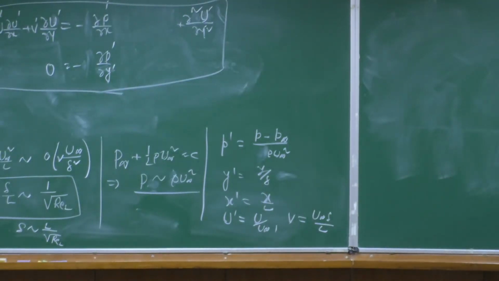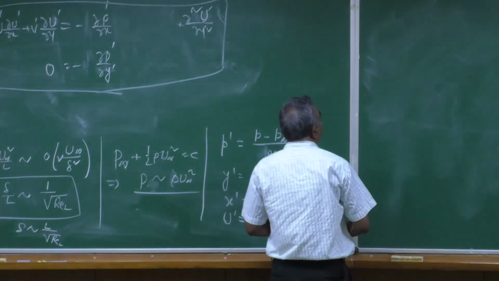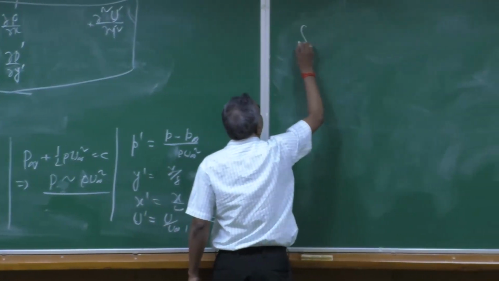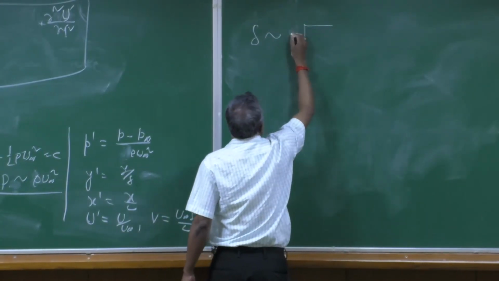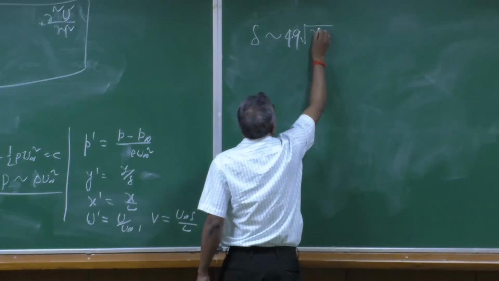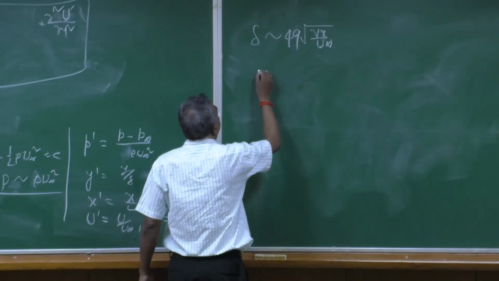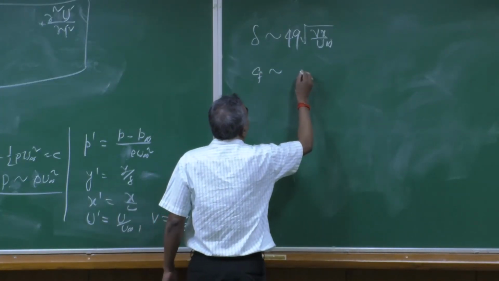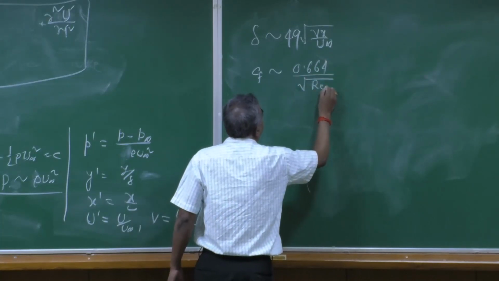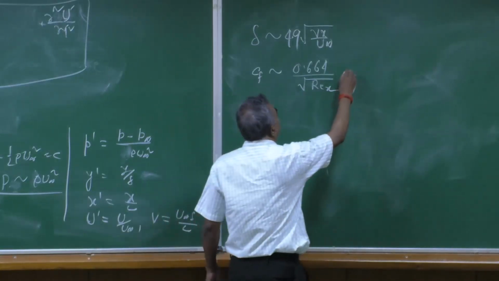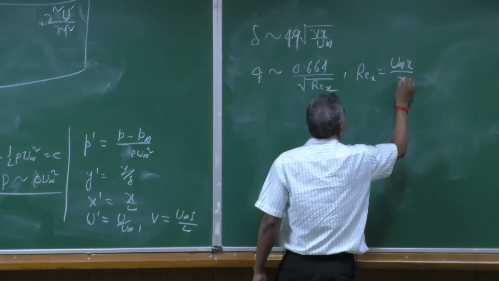Based on this Blasius solution, we will have various relations. For example, for a laminar boundary layer, the Blasius solution says that delta is approximately 5, or in some texts 4.9, into square root of nu x by U infinity. So, this is one relation, and another relation is Cf, the skin friction coefficient, which is given by 0.664 divided by square root of Re_x, where Re_x is nothing but U infinity x divided by nu.